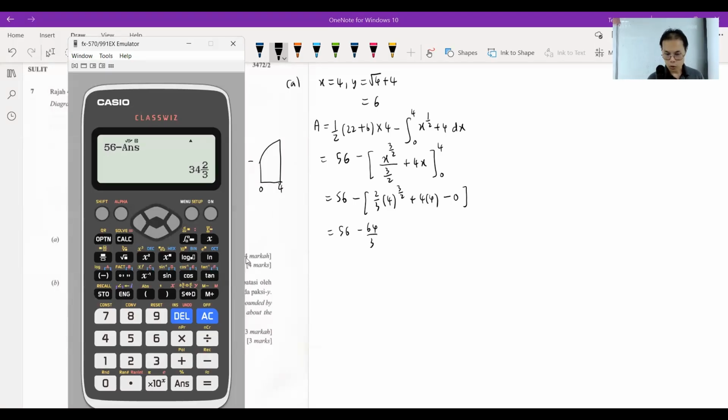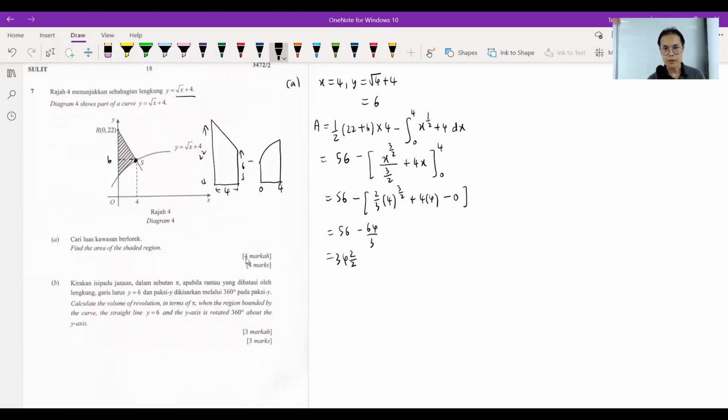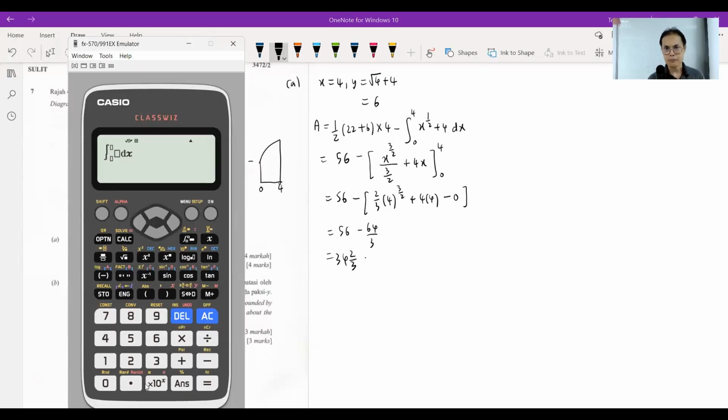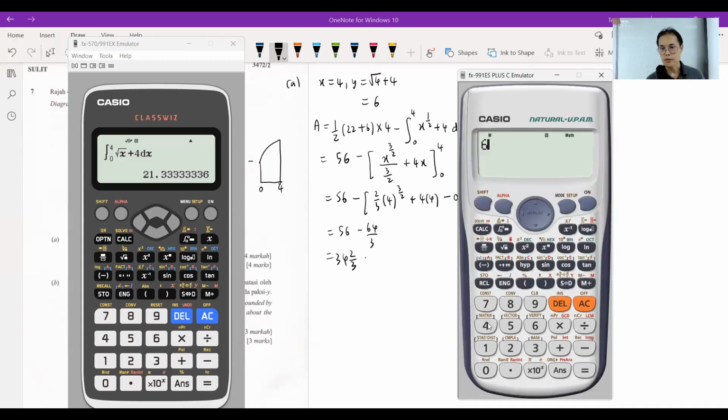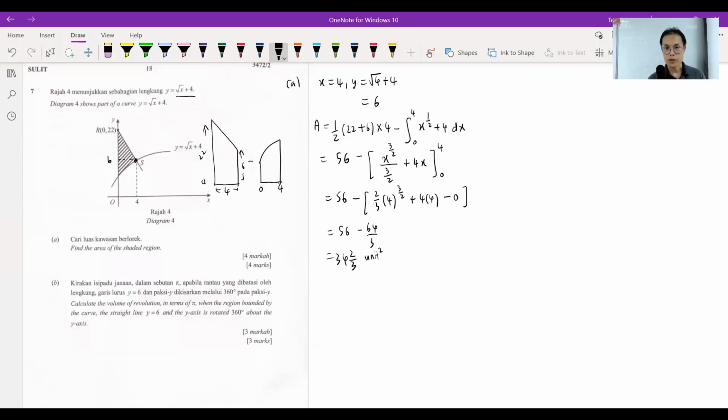34 and 2/3. Yeah, 34 and 2/3. Okay, by the way, you can use your calculator to validate this answer. I hope you all know this already by now, that we can integrate. Say I want to find out x power half or square root x, then you plus 4, right? Lower limit 0, upper limit 4. There you go. 21.333 is actually your 64 divided by 3. So I know my answer is correct. So this is your area in square unit.